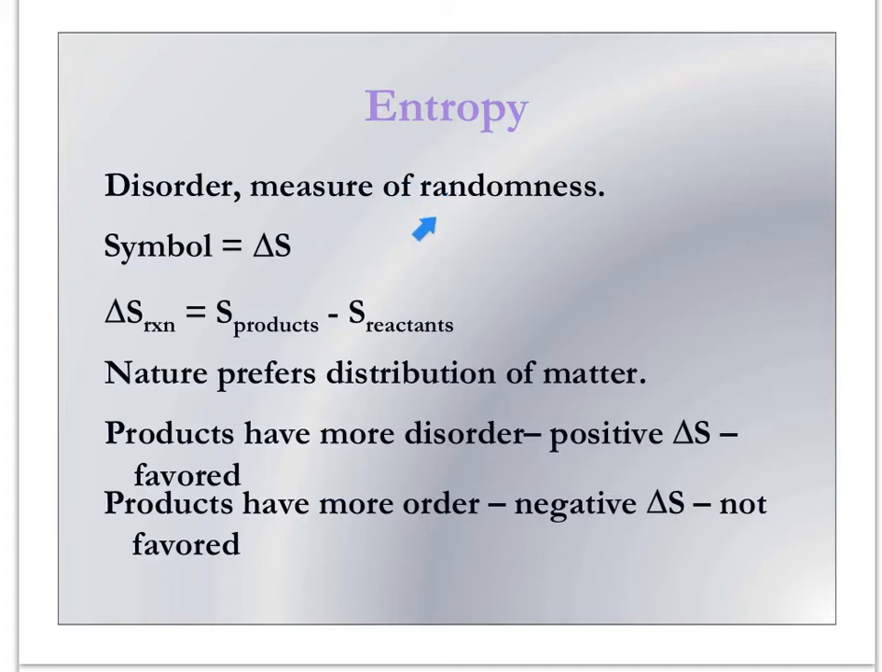Now, the symbol for entropy is delta S. And just like delta H of the reaction is products minus reactants, delta S of the reaction is the entropy of the products, the disorder of the products, minus the disorder of the reactants. So, just like nature prefers the distribution of energy, nature also prefers the distribution of matter.